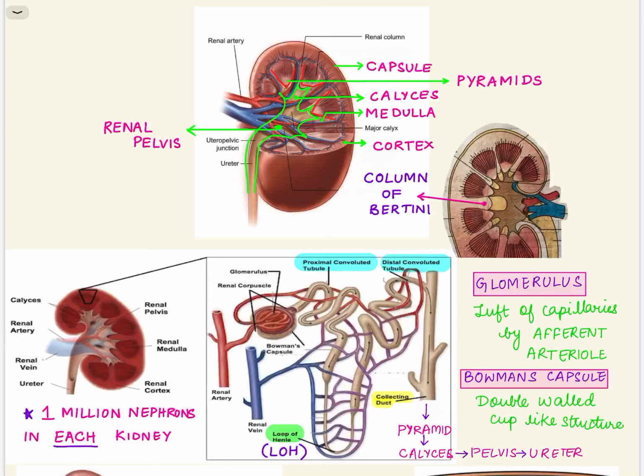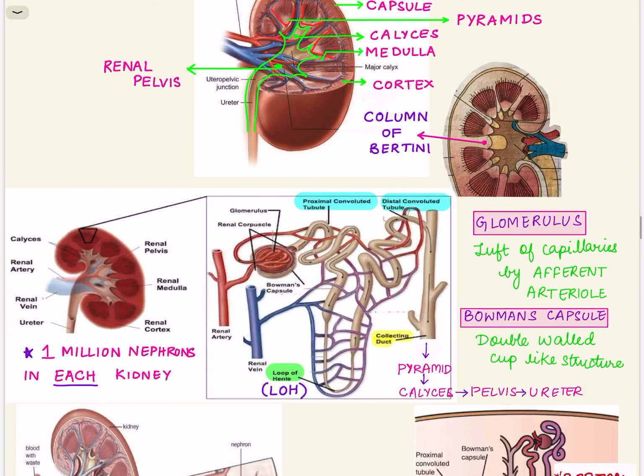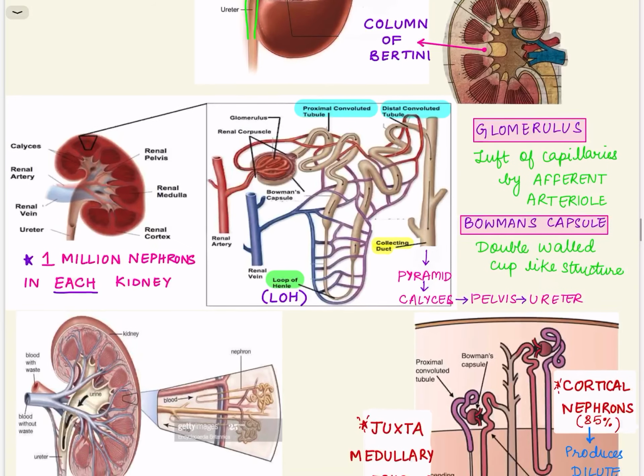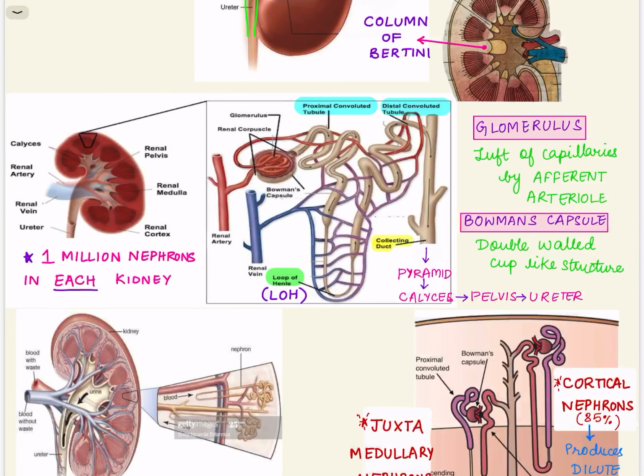Next, there is something called medullary pyramids. So in the medulla there are pyramids where the nephrons are located. Nephrons are nothing but the structural and functional unit of a kidney. So the basic functional unit of a kidney is the nephron, and there are about 1 million nephrons in each kidney. So how many nephrons are there in the human body? There are 2 million nephrons in the human body.